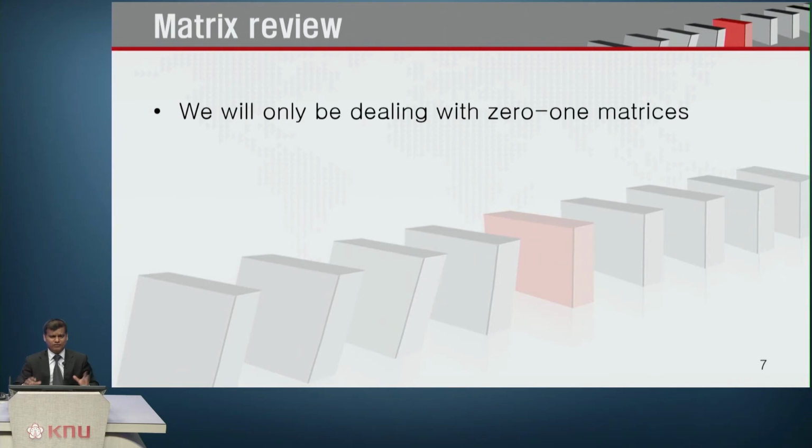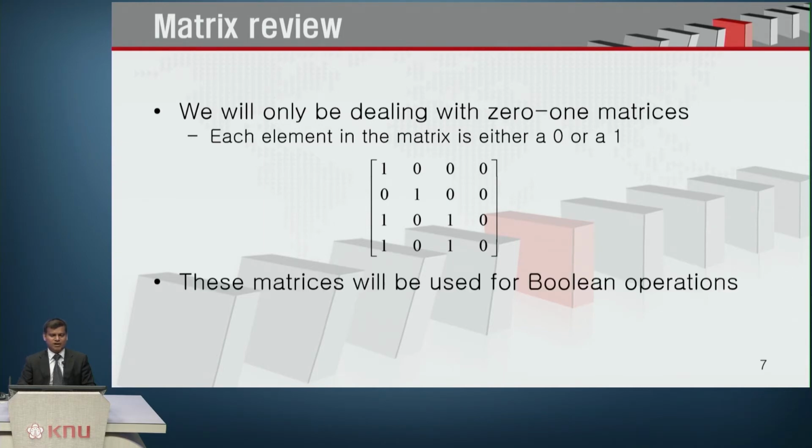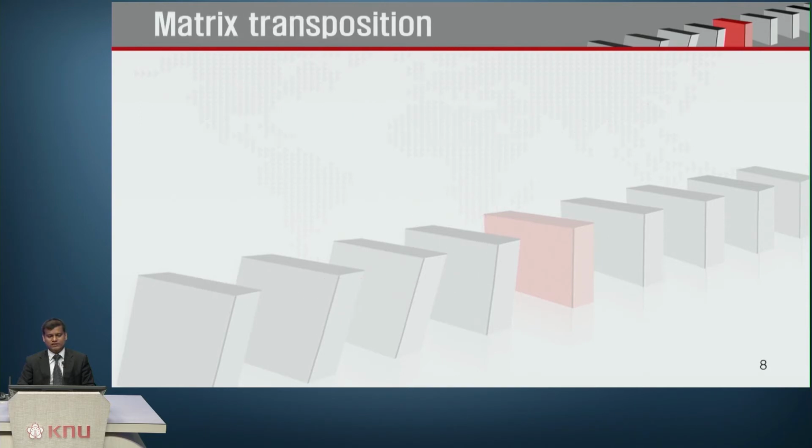Let's briefly review this matrix part first. We will only be dealing with 0, 1 matrices for simplicity. So each element in the matrix is either 0 or a 1. For example, it looks like this, a combination of zeros and ones. These matrices will be used for Boolean operations that we can perform here, where 1 is true and 0 is false. That's how we go about it.